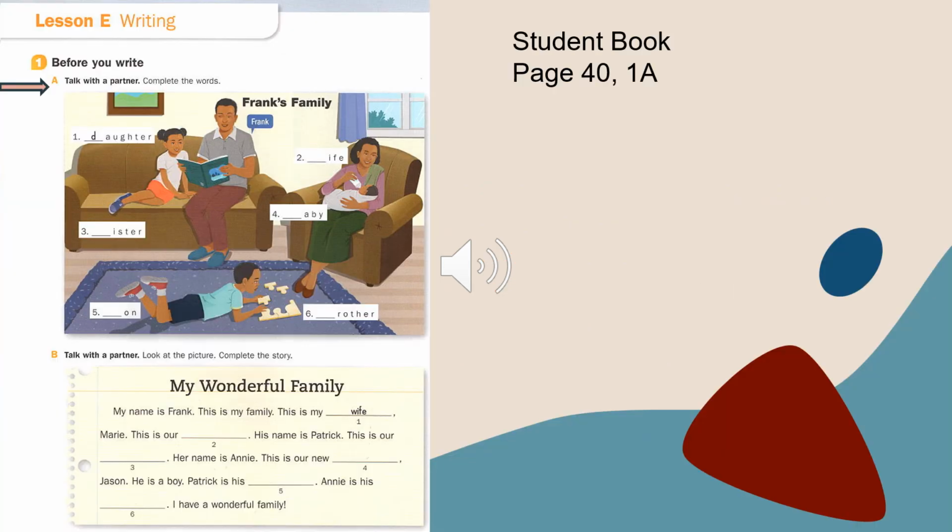We're going to work in the student book, page 40, and we're going to first do 1A. Before we fill it out, we're going to look at Frank's family. There's a picture of Frank. Frank is labeled. And then it's already done for you. See the little girl sitting beside him? And it said what? D for daughter. Look at number 2. What do you think? Who do you think she is?